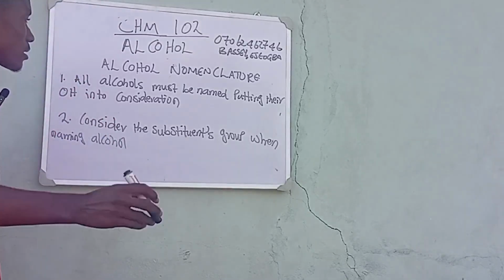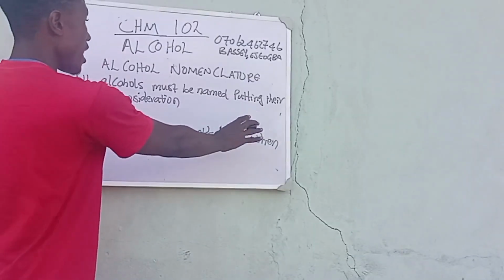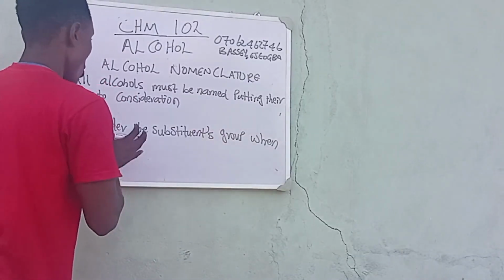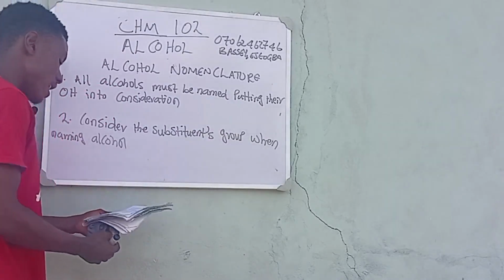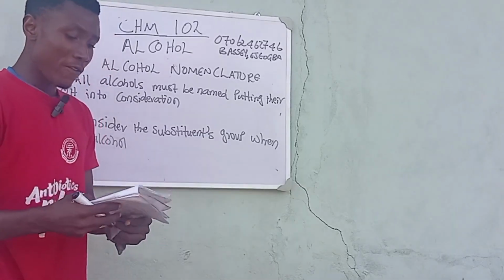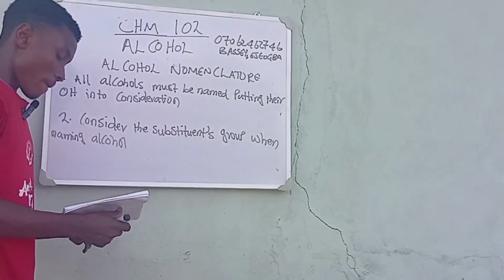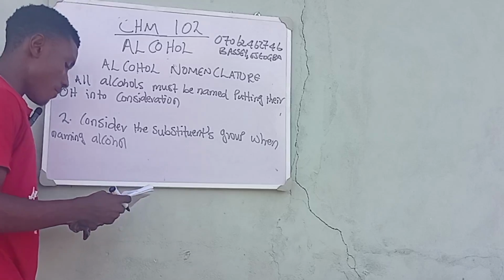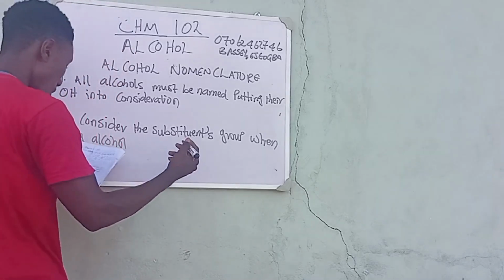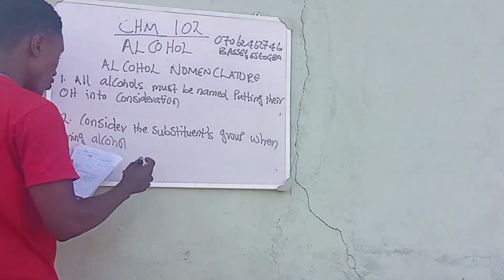It says number one, in alcohol nomenclature, it's as simple as ABCD. All alcohols must be named putting their OH into consideration. Consider the substituent group when naming alcohol. So let me give you this structure so that you'll be able to know what we are doing here. What we have here is a structure.